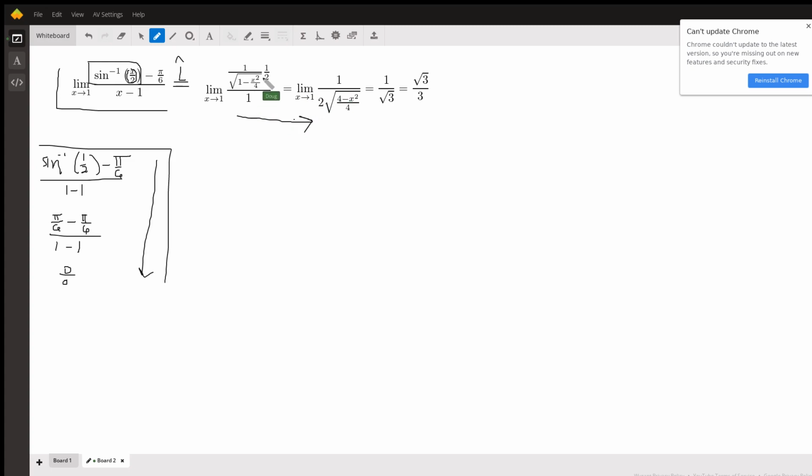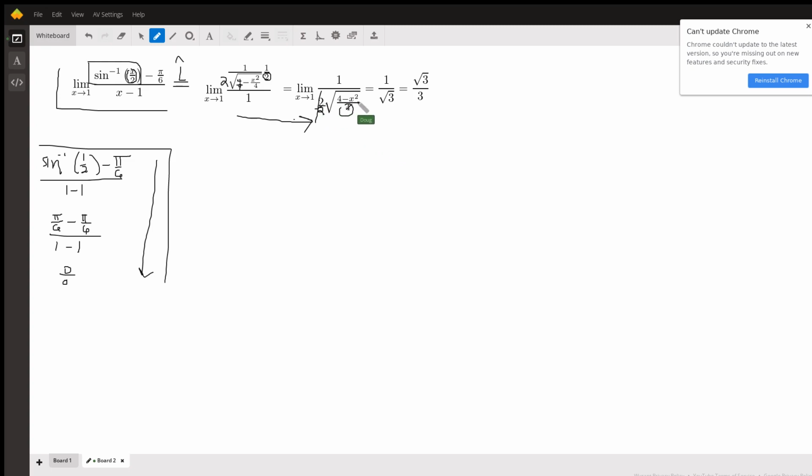I can maybe get a common denominator here, 4 over 4, and write 4 minus x squared over 4 under the radical. And this 2 is being multiplied times that radical. And if I take the square root of 4, I get 2. So these 2's cancel out. So it's really 1 over the square root of 4 minus x squared.